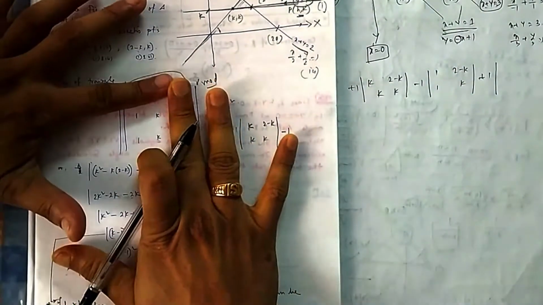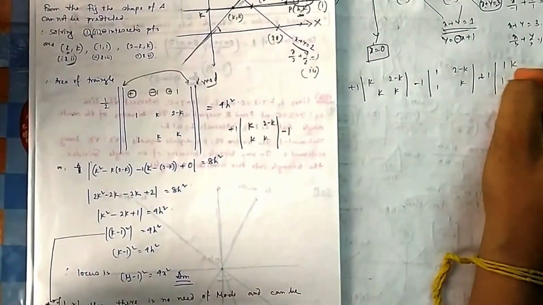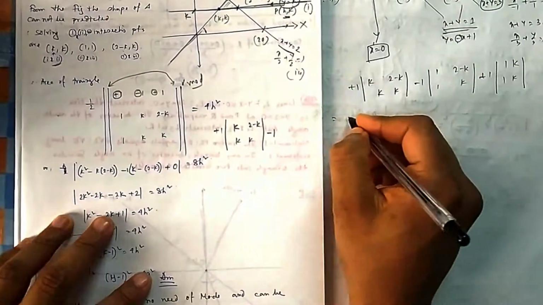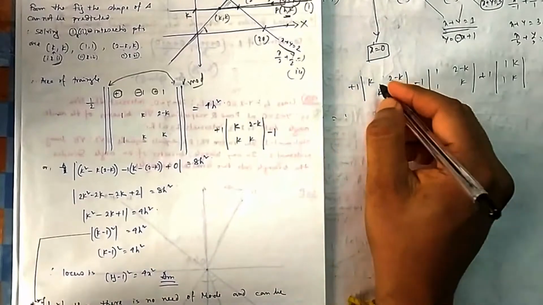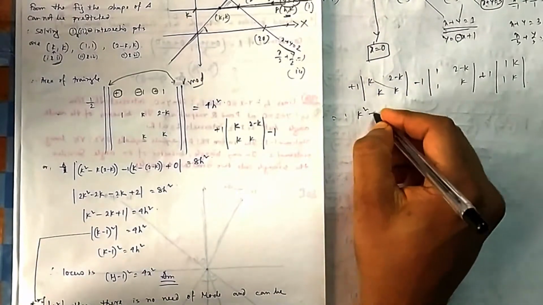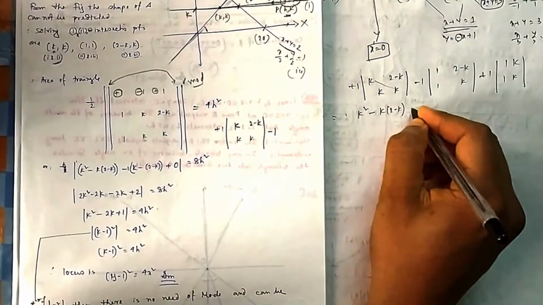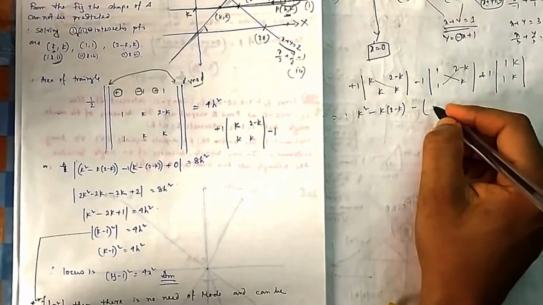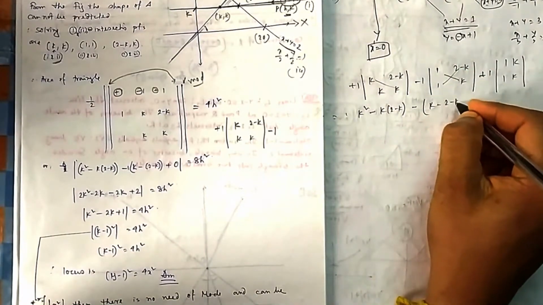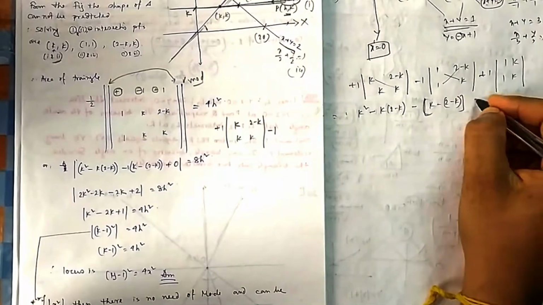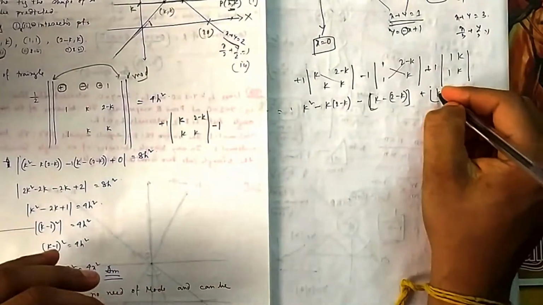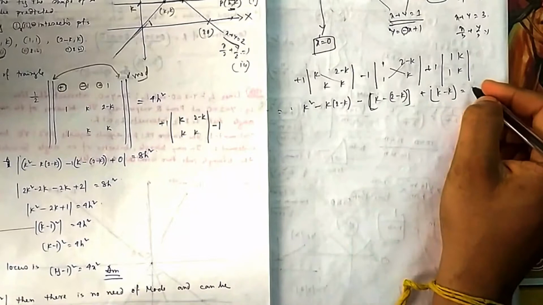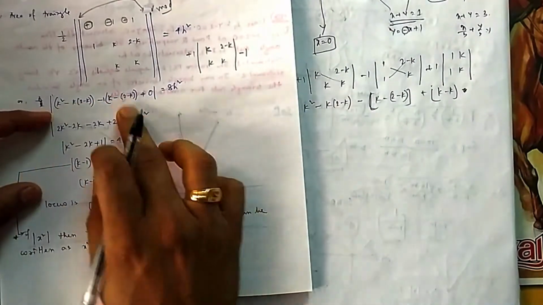If I go for the last one, then it is left 1, k. So the idea is to open it: this into this minus this into this. So k square minus k into 2 minus k. Always this into this minus this into this. Those who know, for them it is easy. For those who don't know, just remember this one. We will see this in the matrix chapter a bit later. If we expand this way, you will find it is the same thing that I have written here.